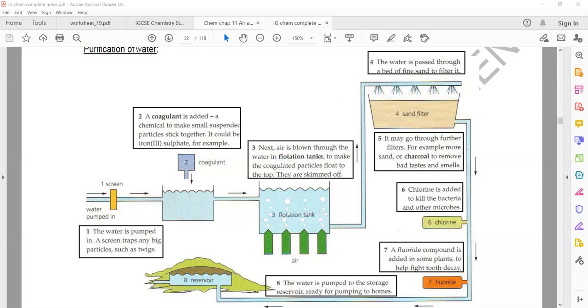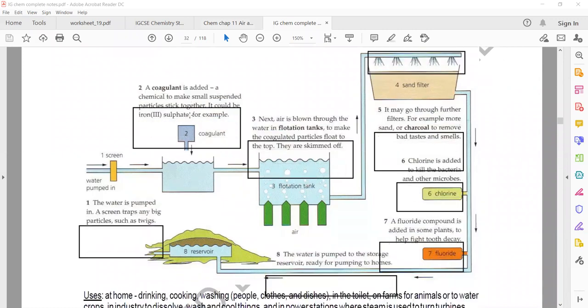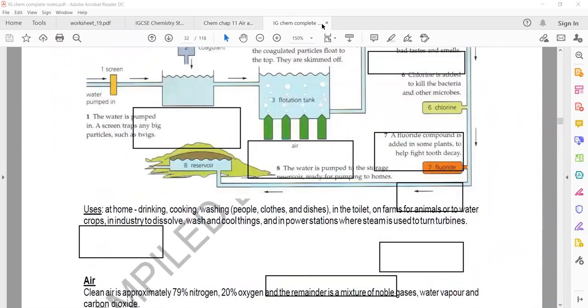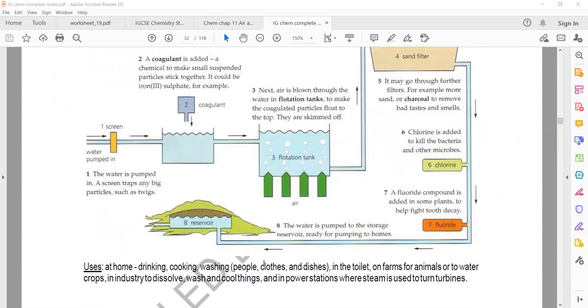Any doubt in this? Copy this part as well. Okay, so this is about the purification of the water.